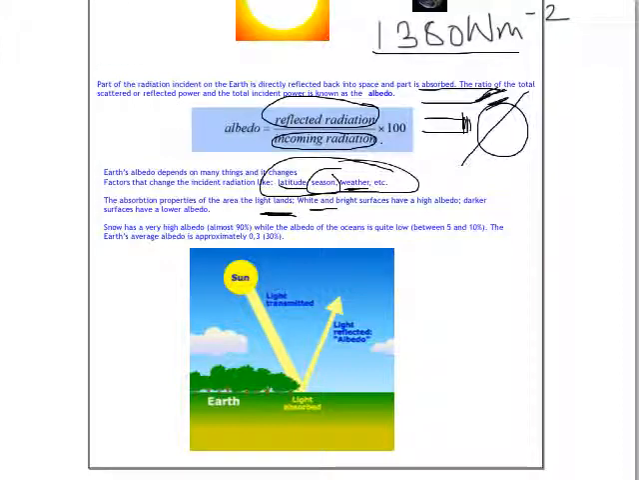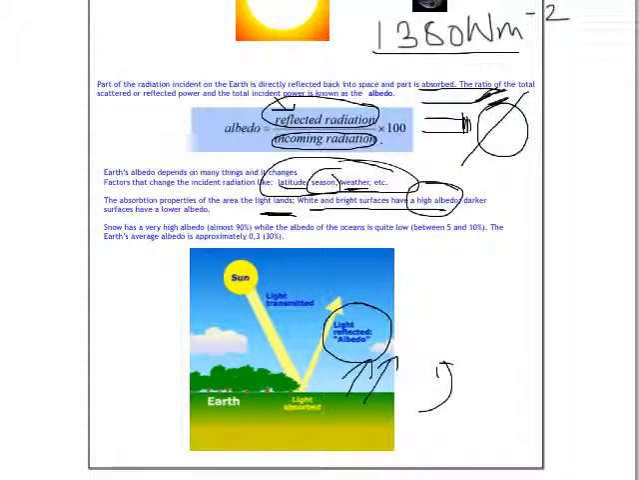Colour, white and bright surfaces have a high albedo. Why? Because white and bright surfaces mean that more light is reflected. From radiation, when we covered it a few lessons ago, the whiter or the lighter the colour, the more reflection you get. And the more reflection, the higher this top value. Snow has a very high albedo, almost 90%, while the albedo of the oceans is very low, between 5 and 10. The Earth's average albedo is approximately 30%.